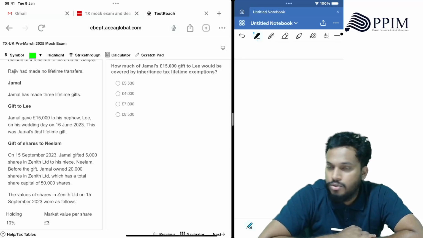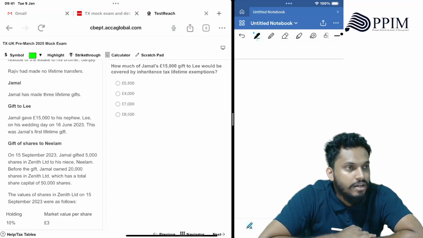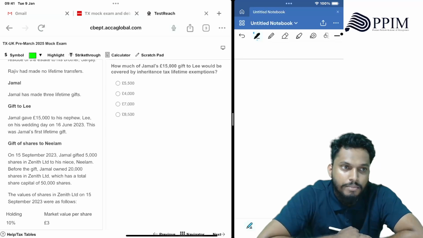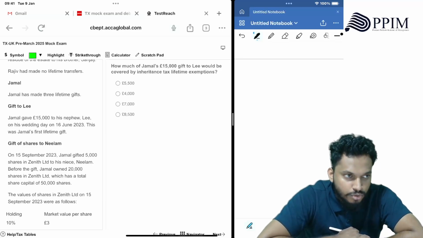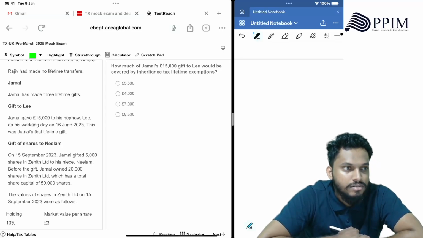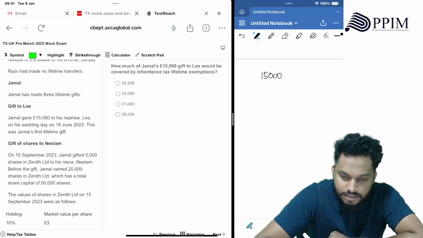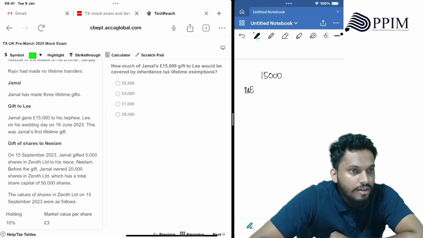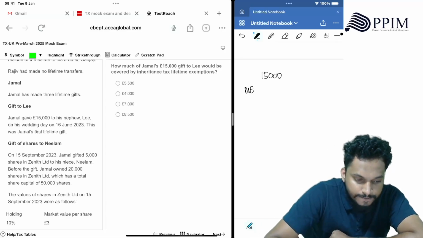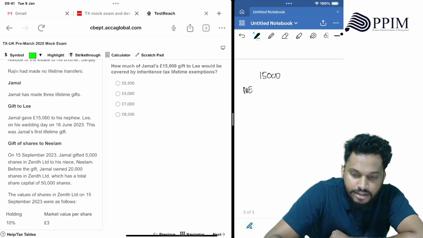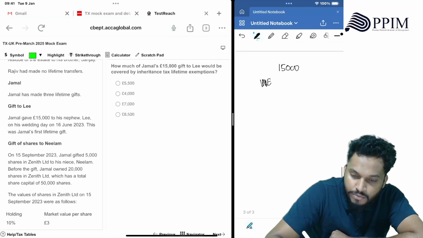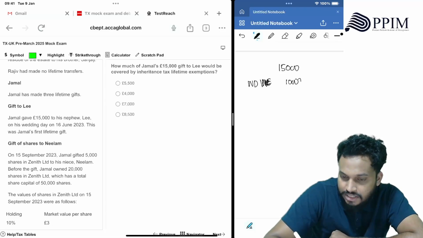So to his wife, it means 5,000. Parents, 2,500. Anyone else? 1,000. So in this case, you are giving 15,000. So you need to understand the exemption that you are receiving on marriage gifts. It's a gift on the wedding day, right? So on the wedding gift, you get an exemption of 1,000. That needs to be removed.